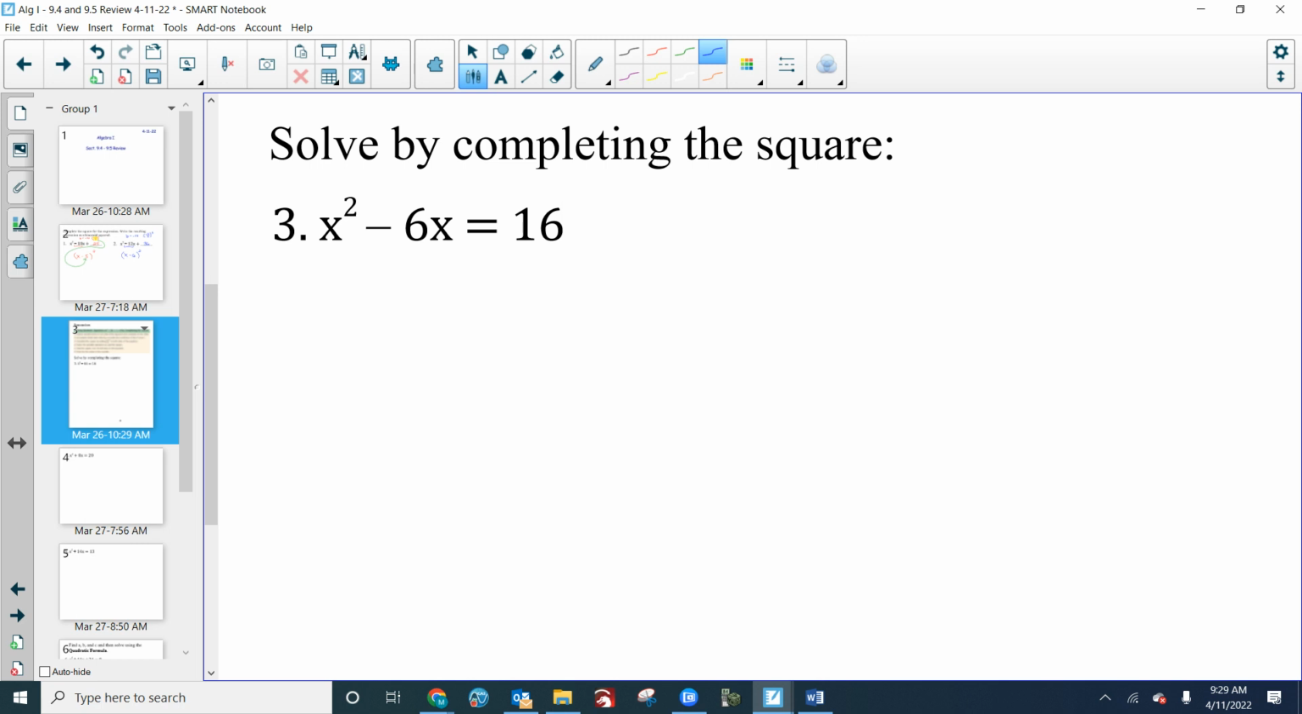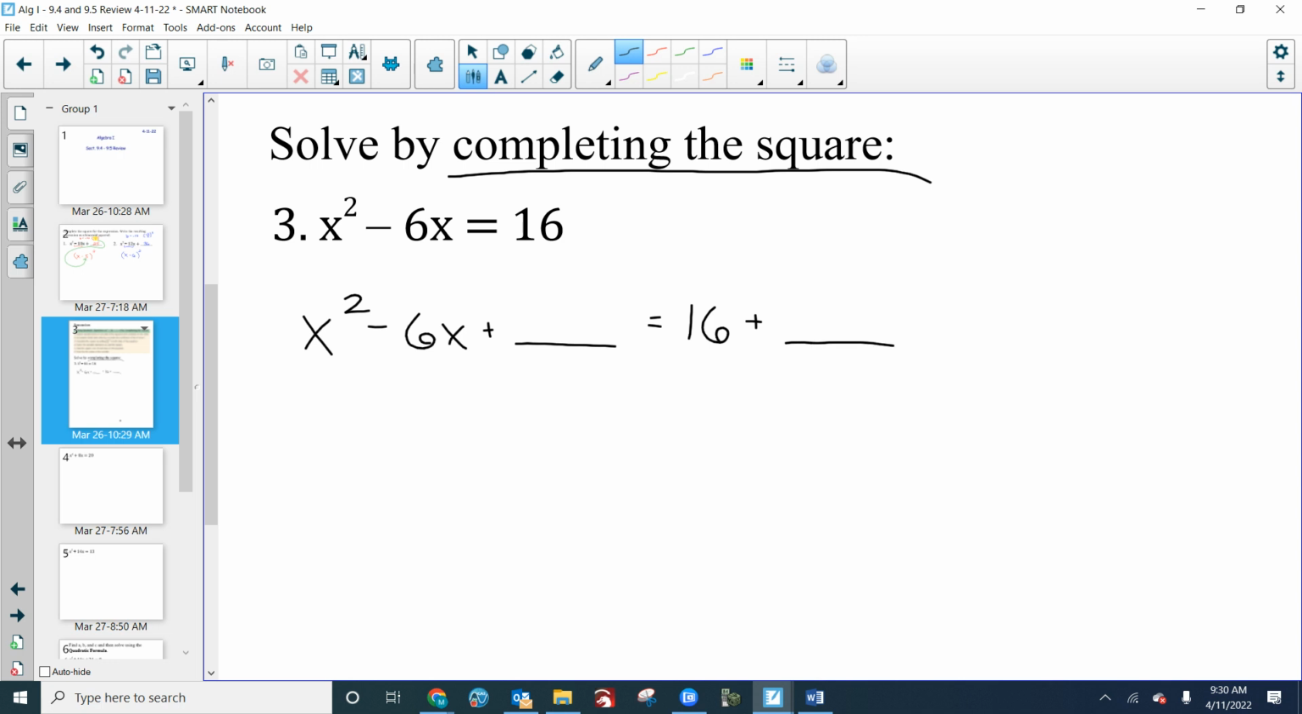First thing you should do when you see completing the square and you see an equation, create space. You agree, whatever we add on the left side, we're going to have to add on the right side because it's an equation. Things have to stay balanced. We have -6. We divide by 2. We square it. What goes on these blanks? 9. Positive or negative? Positive. Always positive.